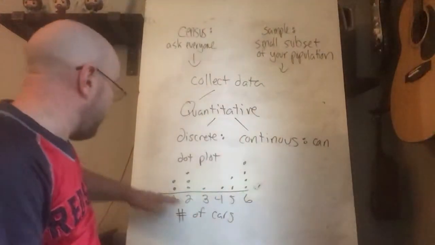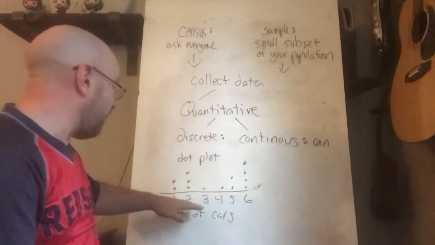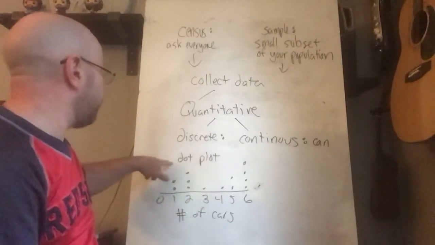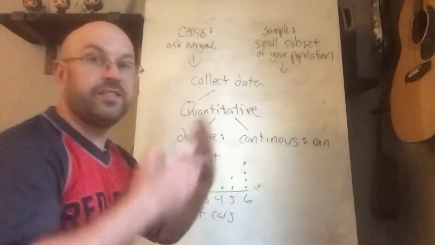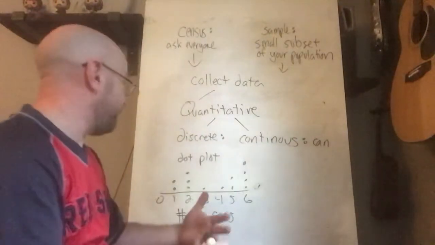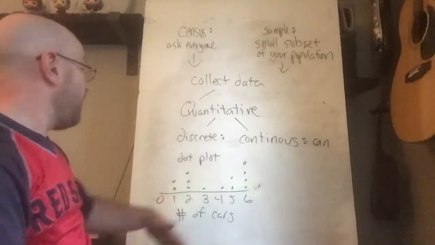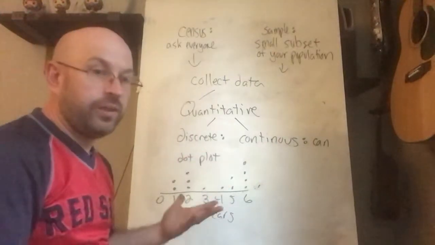You can see that down here on your x-axis you've got all the possible numbers, and then up here represents your frequency. Now again, frequency is the number of times something happens. How many times you see a particular data point. That's frequency. So a dot plot is a great way of doing that.